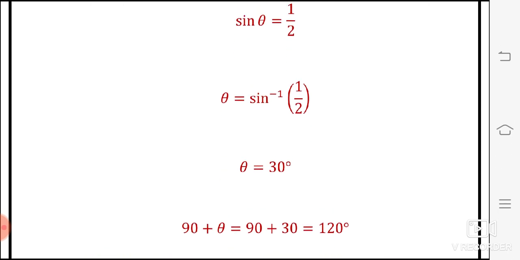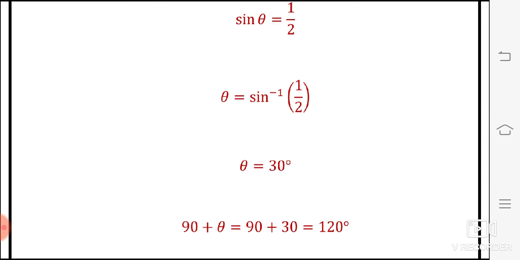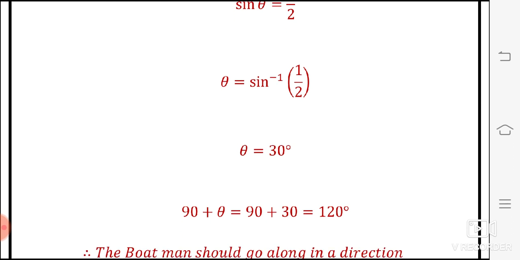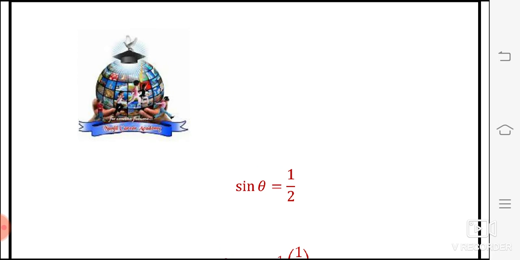30 degree. Then we have to find 90 plus theta, which is 90 plus 30 degree. So 90 plus 30 is equal to 120 degree. So the boatman should go along in a direction inclined at 120 degree to the direction of river flow.